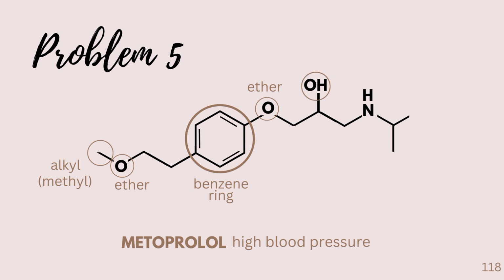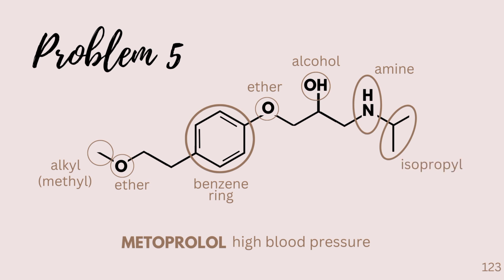This OH is an alcohol. Here is a nitrogen. It does not have a carbonyl next to it. This is an amine. And then we saw this in a previous drug. Here's another alkyl group, and this is called an isopropyl group. So those are the main functional groups in metoprolol.